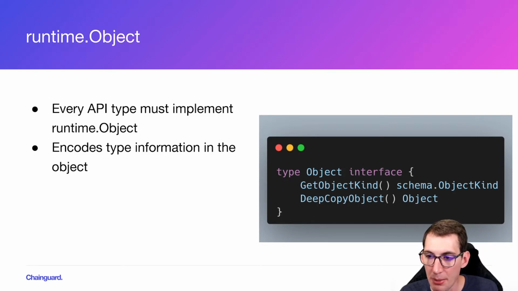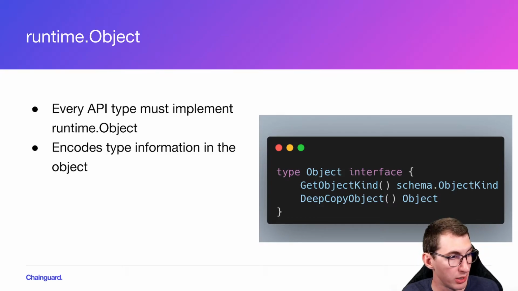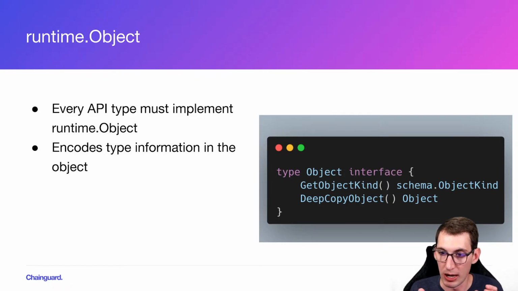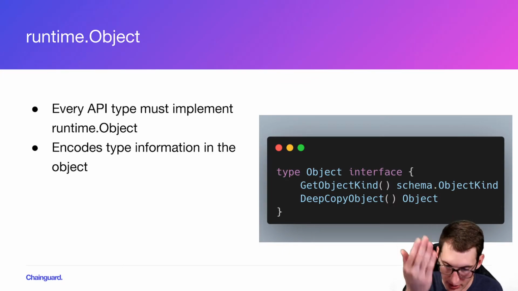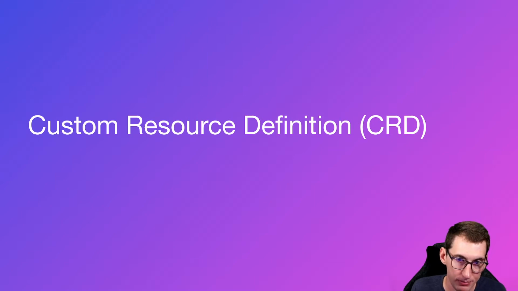And then this DeepCopyObject method is important because the shared informer cache is read-only. So when you get back a resource from the shared informer, you can't modify it at all. So we have a DeepCopyObject that just does a deep clone of the Go struct and gives you a new one that you can write to and make changes to.